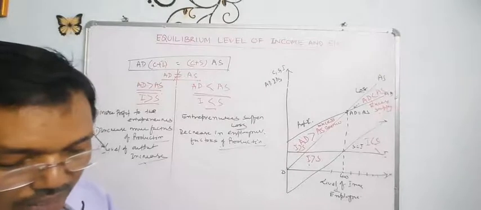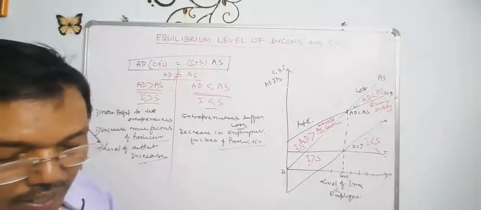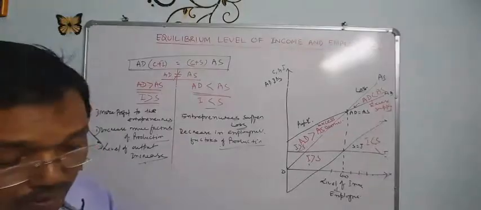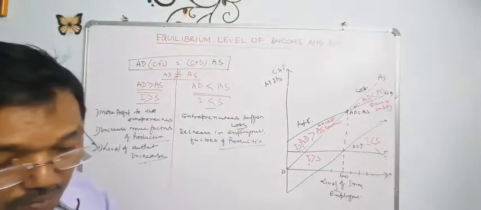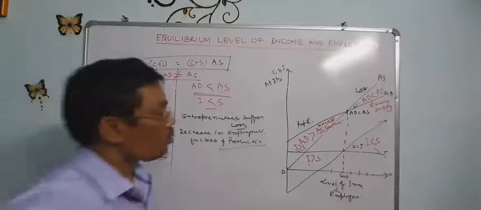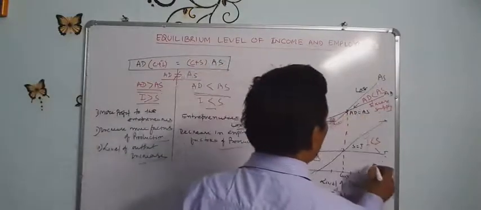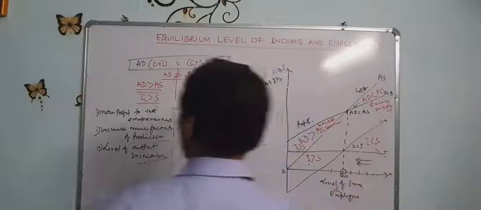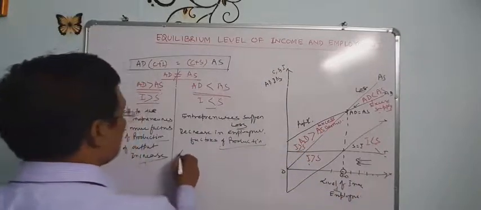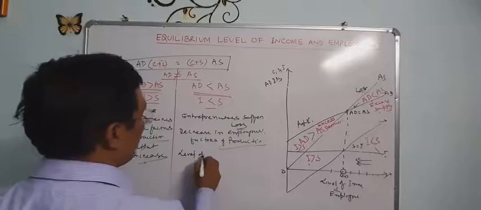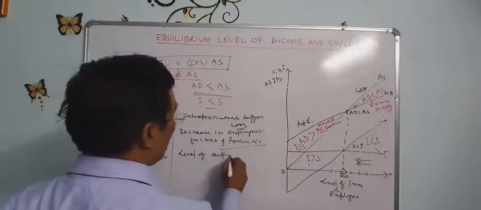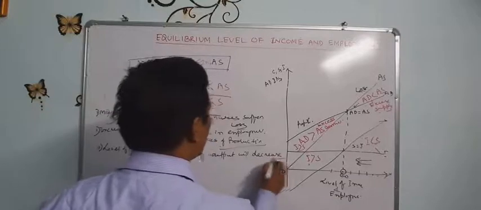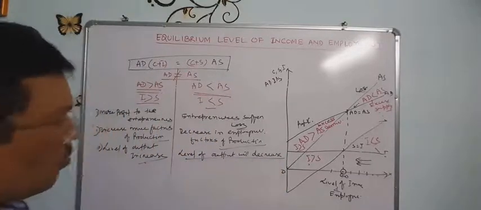But on the other side, when AD is less than AS, at that time there is a contraction in the level of output of goods and services. To reach this point, the output will be reduced. It means when the level of output increases here, the level of output will decrease here.